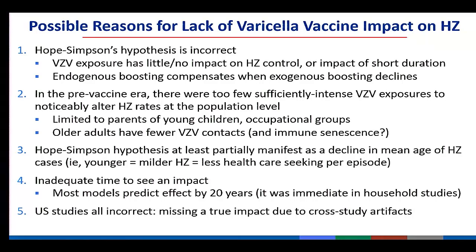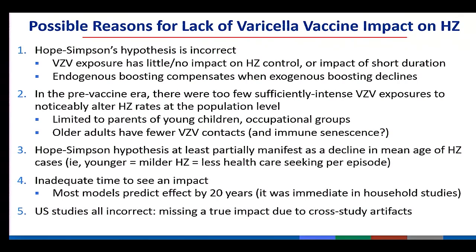Second, maybe there were too few VZV exposures during the pre-vaccine era to noticeably alter zoster rates at the population level. The effect may have been limited to smaller subgroups like parents of young children or occupational healthcare workers. Or perhaps the population burden for zoster is concentrated in older adults who have few VZV contacts and who may also respond less robustly to exposures due to immune senescence.